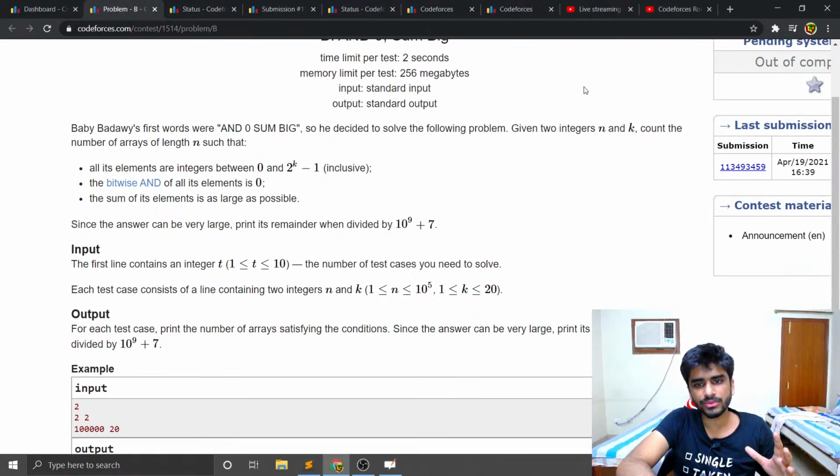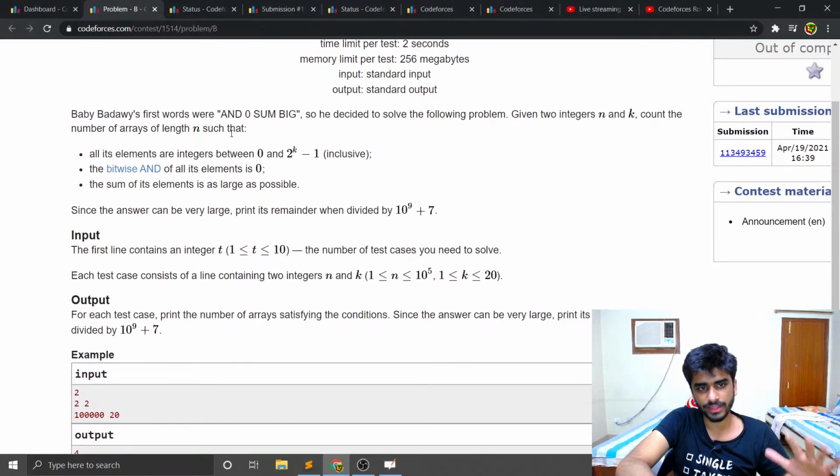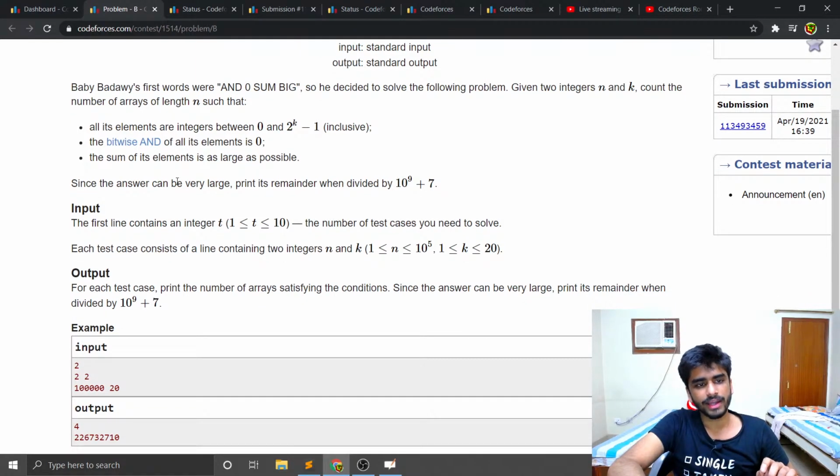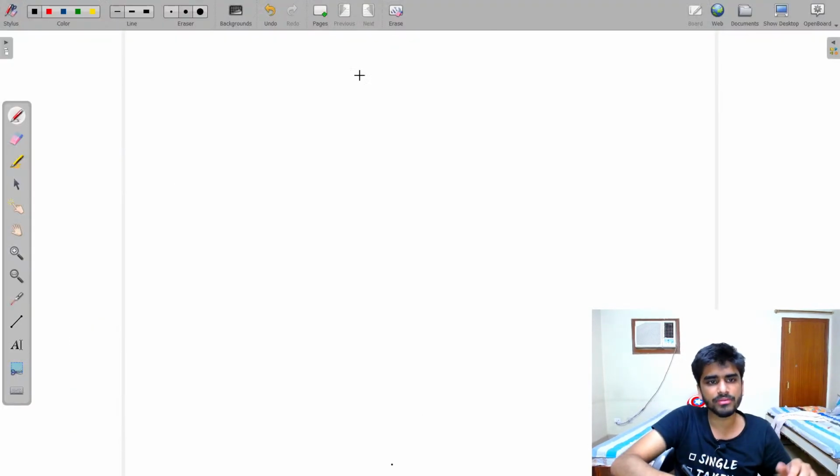So what you want is, you are given two integers n and k, and you want to count the number of arrays of length n such that all the elements are between 0 and 2 to the power k minus 1. That means the size of all the elements is k bits, and you want the bitwise AND of all the elements to be 0. You can see the definition if you go to this page. I think this is the Wikipedia page, right? And out of all such possible ways, you want the sum of the elements to be as large as possible, right? So let's examine what this would look like.